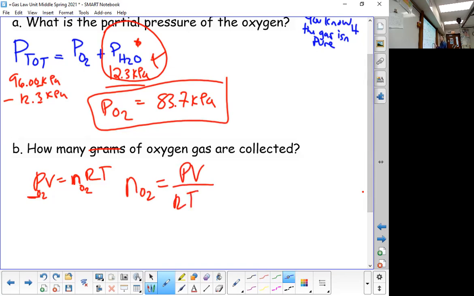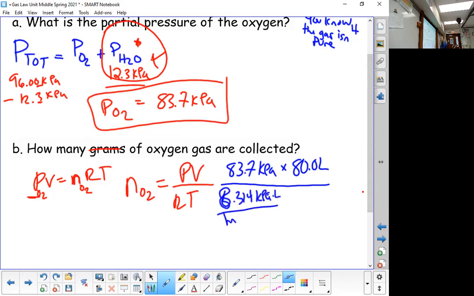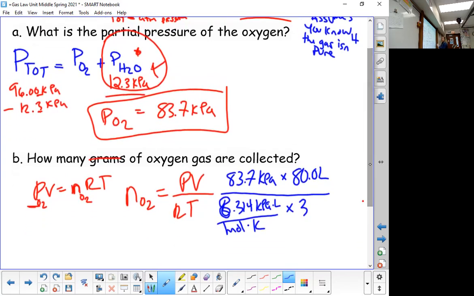So the pressure of the oxygen is 83.7, and that's its contribution. So that's going to determine then how many oxygen molecules there are. It's in an 80-liter tank. Let's use the R value that uses kilopascals, 8.314 kilopascal liters per mole Kelvin. And the temperature, what was it? It was 50, was it 50.0? 50.0, so 323.0 Kelvin there.